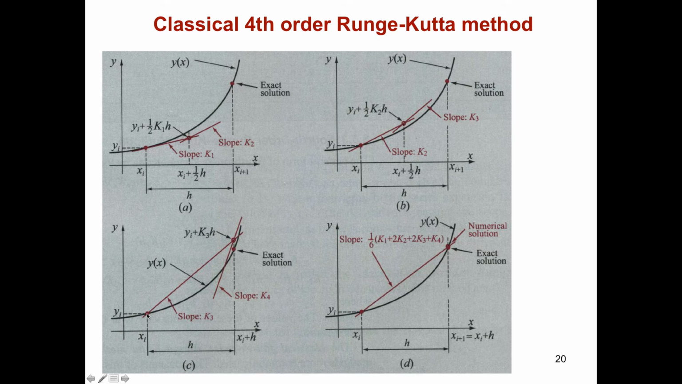Then I start from the initial point, and I just go with this slope K3 at this point. I go all the way, the entire H. So this is my third slope. And then finally, at this point I also have a fourth slope, and I'm going to take a weighted average of these 4 slopes. And this weighted average, my final slope, would be 1/6 of the first slope plus 2 times the second slope plus 2 times the third slope plus the fourth slope.